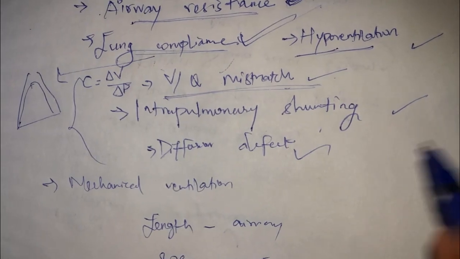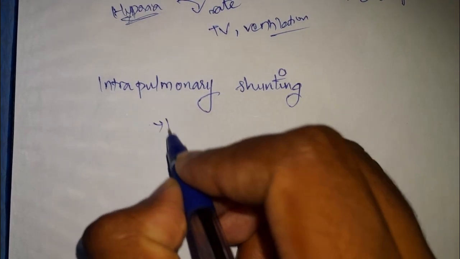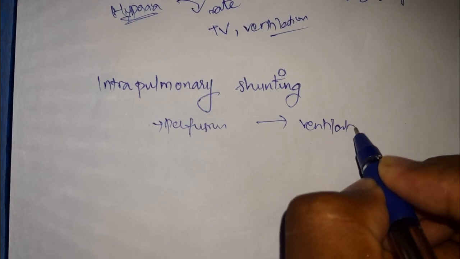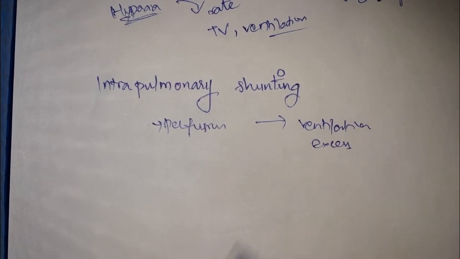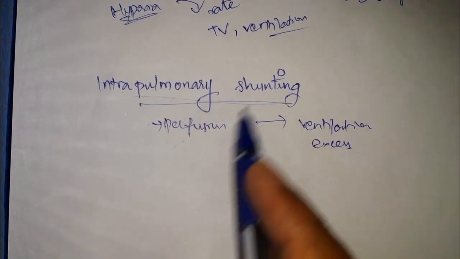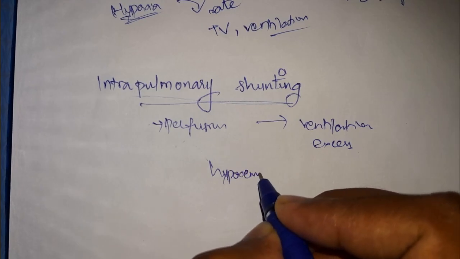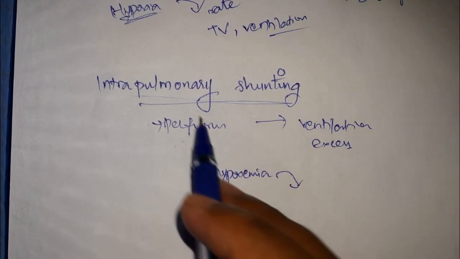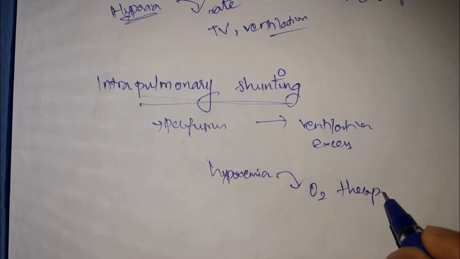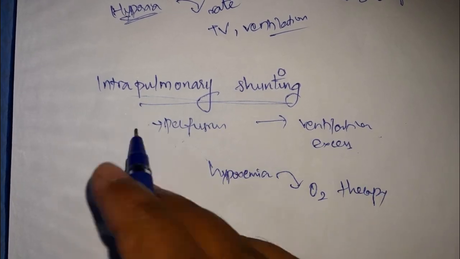Okay, then come to intrapulmonary shunting. In intrapulmonary shunting, perfusion occurs only if the ventilation is in excess, which means only if the ventilation is very high does the perfusion occur. So this is the shunting. It leads to hypoxemia, and also the lung is not responding to O2 therapy. So even though we are ventilating, more ventilation is needed to achieve the perfusion.